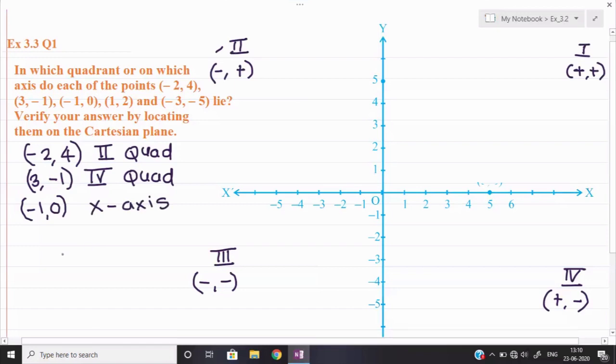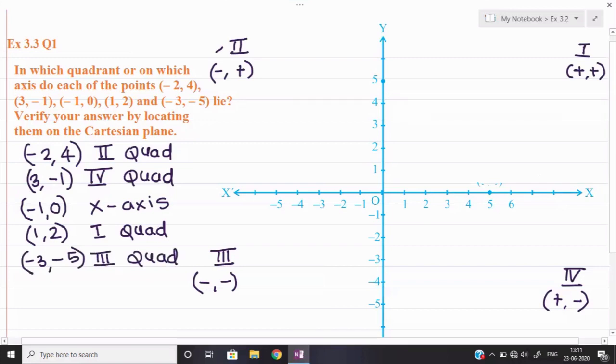Similarly, look at the next value, 1 comma 2. Both are positive. Look at the figure, it lies onto the first quadrant. And then the last one is minus 3 comma minus 5. Both are negative, and both negative values lie in the third quadrant. So here I will write down the answer as third quadrant.